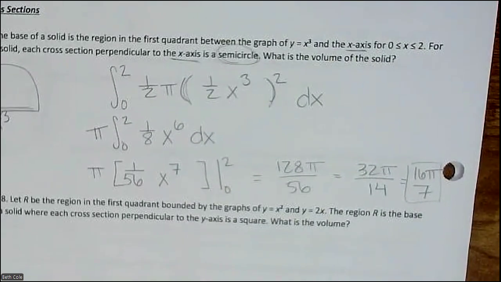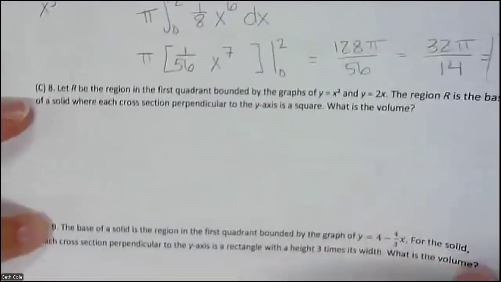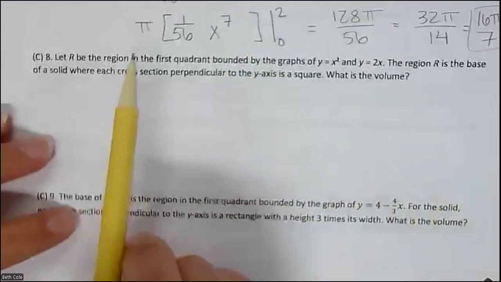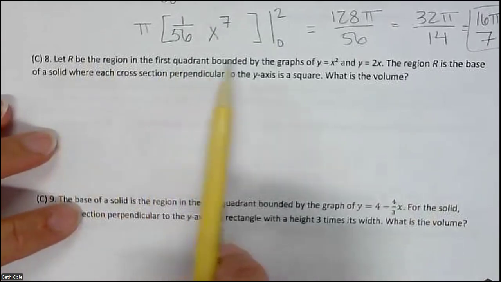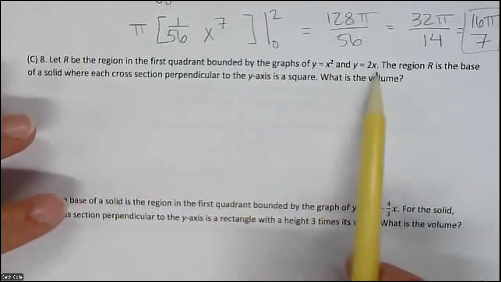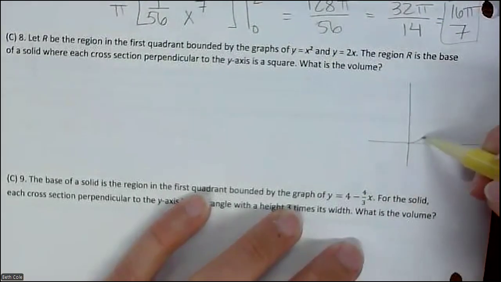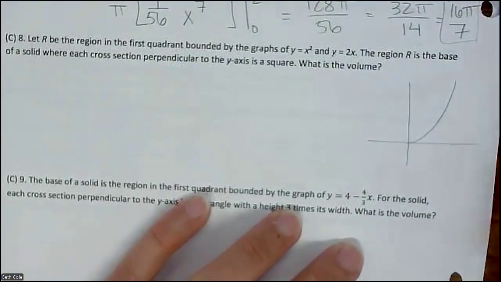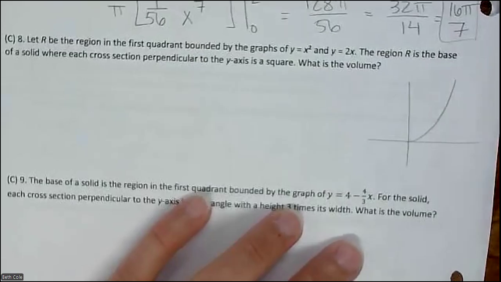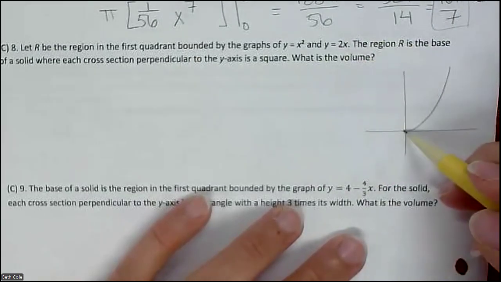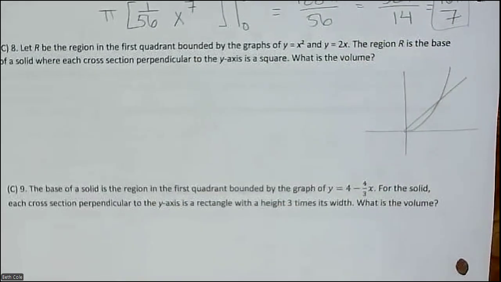Good deal. All right, these ones are both calculators, so we're just going to set it up and then type it in. All right. We want the region in the first quadrant bounded by these graphs. Let's go ahead and just draw that really quick. This is a parabola. I only drew the part in the first quadrant because it said first quadrant. This is a line, so it's going to look like that.